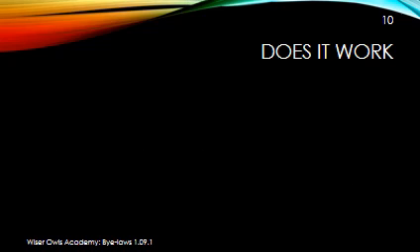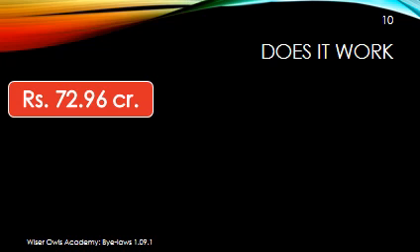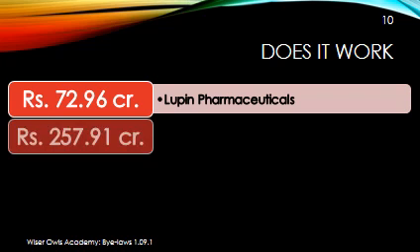The question that comes to the mind is, does it really work? It sounds so good, but is it effective? Let's take a look at some numbers. 72.96 crores, that is almost 73 crores, had to be paid by Lupin Pharmaceuticals for violation of clauses relating to dominant position.